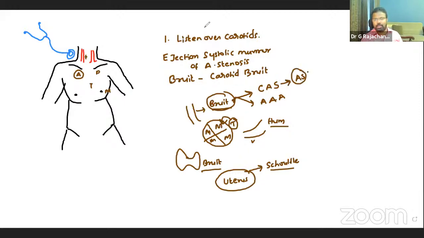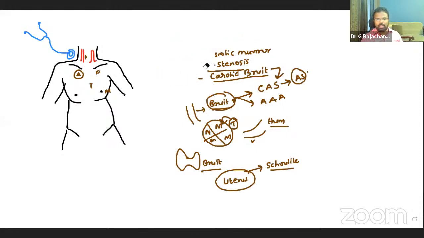I hope it's clear. So the first one is we are listening over the carotids. What are the two possibilities? Either it can be the ejection systolic murmur of aortic stenosis, or it can be because of a carotid bruit. What is the reason for carotid bruit? That is carotid artery stenosis. So listening over the carotids is over.